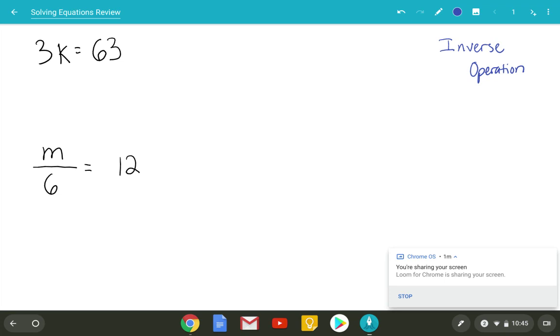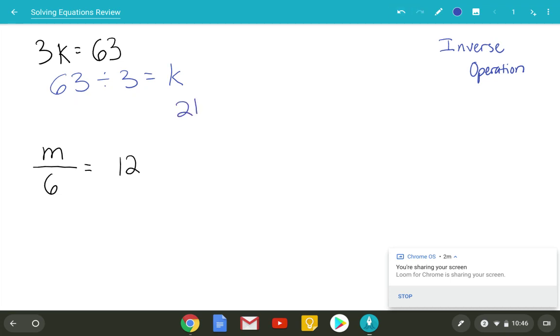So if we were to rewrite this first equation using the inverse operation of multiplication, the opposite of multiplication is division. So if I were to rewrite this as a division problem, I would write 63 divided by 3 equals k. And like I said, it's a lot easier. We can already do 63 divided by 3. Those are just numbers, and then that would tell us what k is. So 63 divided by 3, that is 21.